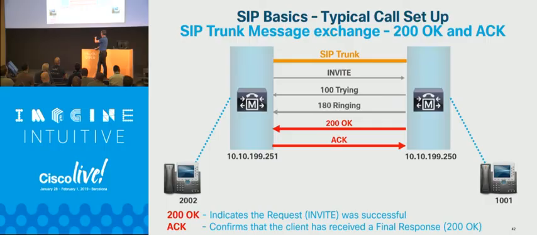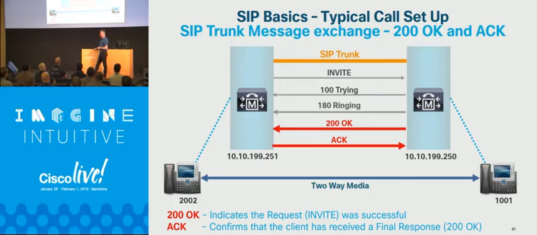So remember that these 100 messages aren't acknowledged. These messages are. So you'll see this 200 message. They are reliable. So when I send a 200 message, I'm going to send an ACK back to acknowledge that. So you have a confirmation that you've received it. Okay, and once you've got that, what you'll do next is just establish your two-way media.